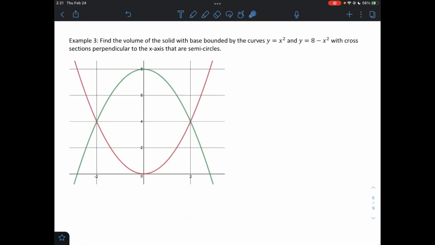All right, example 3. We're going to do the last couple here using our calculators as well, just setting up and then using our calculators to solve. So hopefully you have a calculator handy.